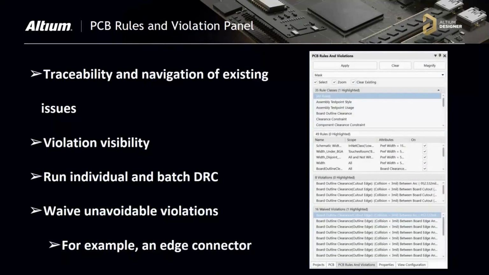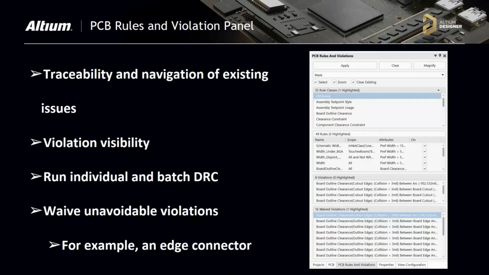Here is a panel, the traceability, where you can easily trace your violations, and you're able to run a particular check. Suppose you have a bunch of clearance rules, you want to run all the nets in that particular design to see whether the rules are satisfied or not. We can specify this with the PCB rules and violations panel.